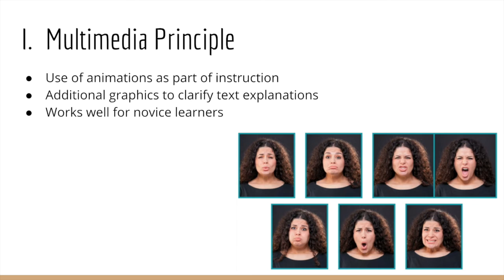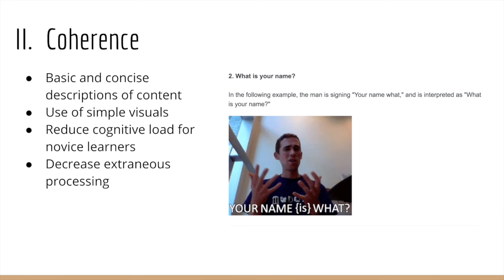Our first instructional principle was the use of multimedia to support generative learning by making connections between words and graphics. We used images, animations, and text throughout our instruction. Secondly, we applied the coherence principle by simplifying our instruction to avoid extraneous processing. We used concise language and used only relevant visuals to support our instruction.